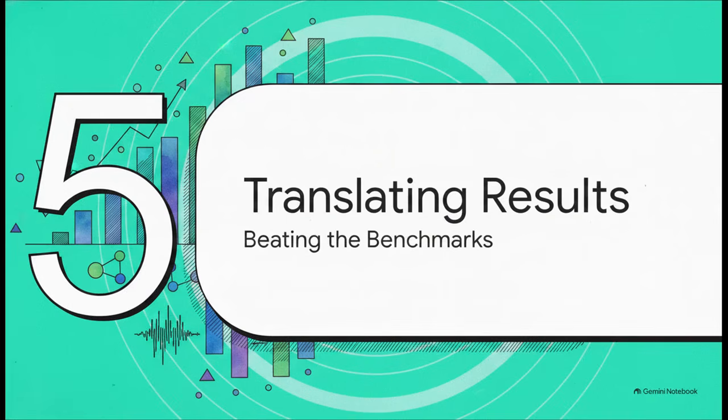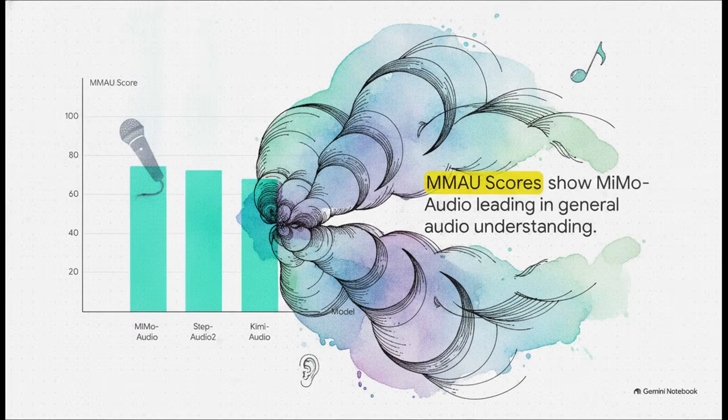Let's look at the hard data in section 5, translating the results and beating the benchmarks. So, if we look at the MMAU benchmark, which tests general audio understanding, meaning speech, sound effects, and music, MiMo-Audio just dominates with an overall score of 74.9. As you can see, it comfortably beats other leading open-source models like Step Audio 2, which scored 72.7, and Qwen at 68.2. This proves that scaling up that lossless audio data we talked about earlier directly translates to a fundamentally superior understanding of the acoustic world.